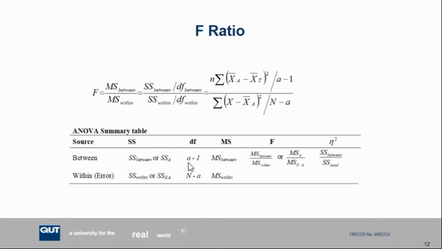Remember, degrees of freedom between is the number of groups minus 1. Degrees of freedom within is the number of participants, or scores, minus the number of groups. That gives us our associated mean squares measures. Our F ratio then is our MS between over our MS within. If we move on to our effect size, our eta squared is how much of that total variance is attributable to the effect of our IV.